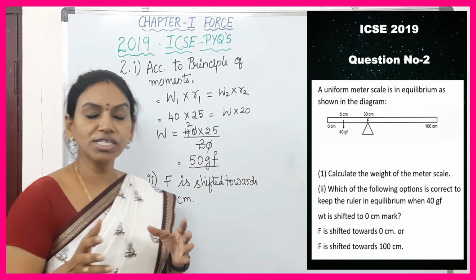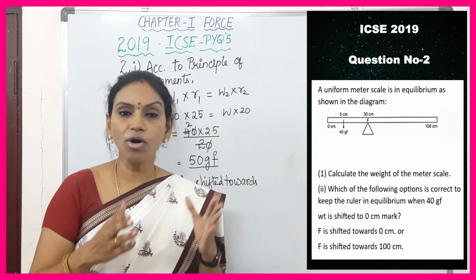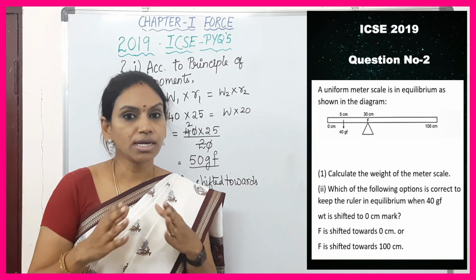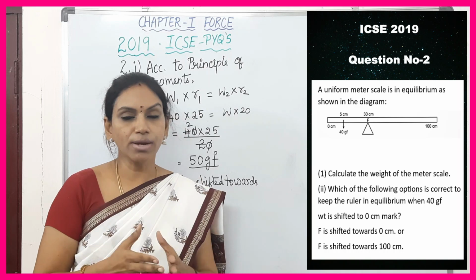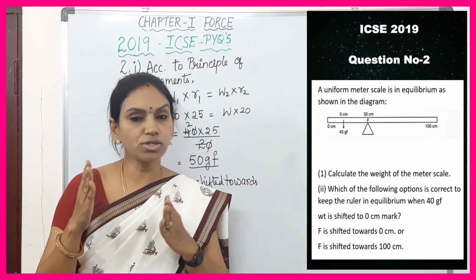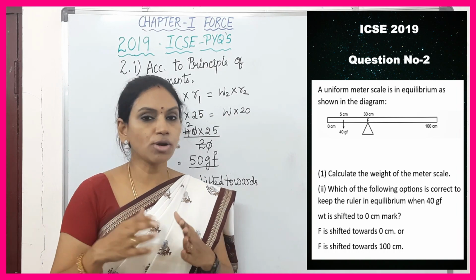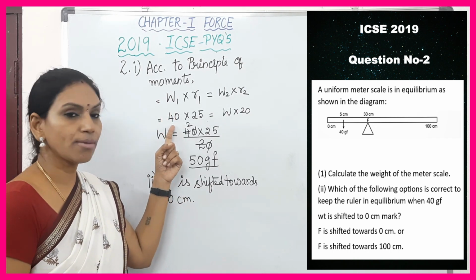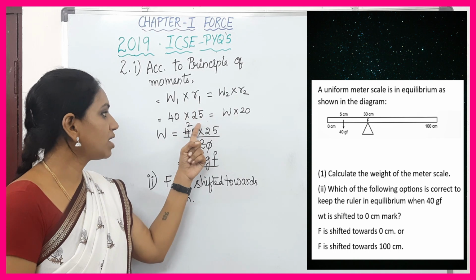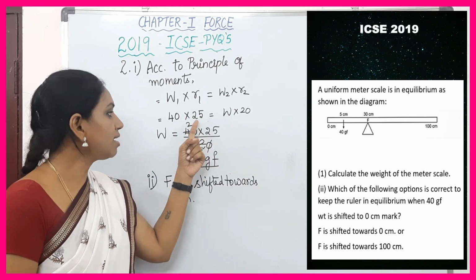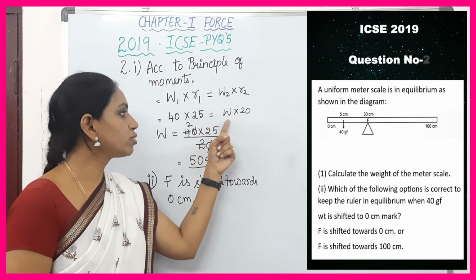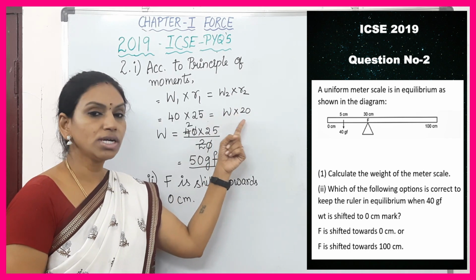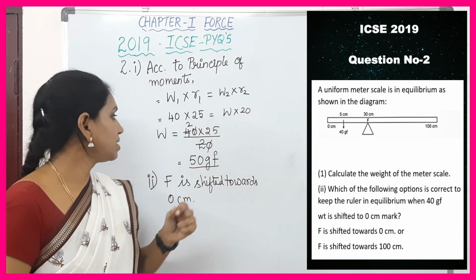According to the principle of moments, the sum of clockwise moments is equal to the sum of anti-clockwise moments. So W1 into R1 is equal to W2 into R2 according to the formula. W1 we know is 40 gram force, into R1 is 25 centimeter, that is equal to W2, the weight of the meter scale we have to find out, into R2 which is 20 centimeter.